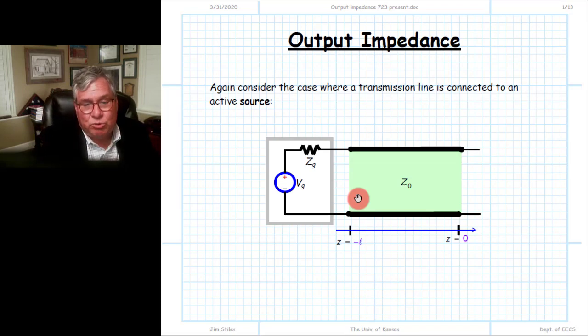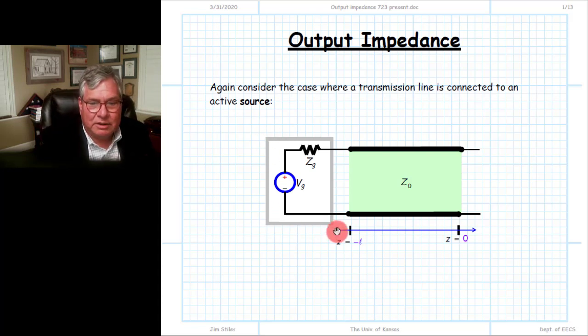We can view this structure as a two-port device, which is a source transformer on the original source. When we connect the two-port device to this source, it will come up with a new equivalent circuit, a new equivalent source. And the question is, what will that be?